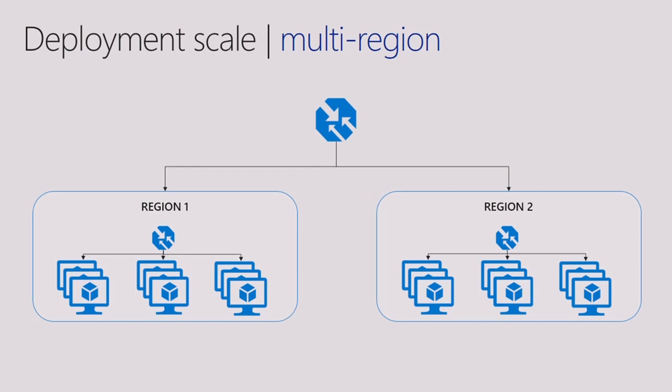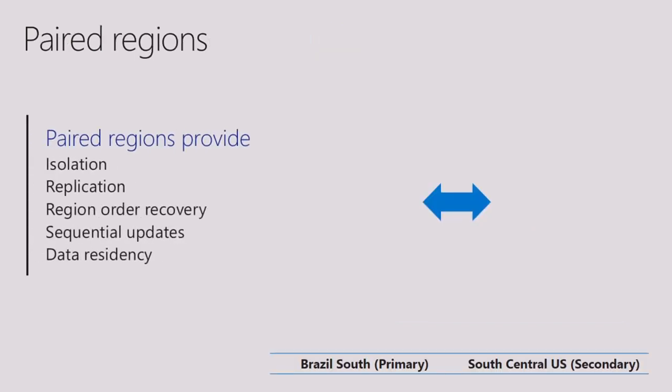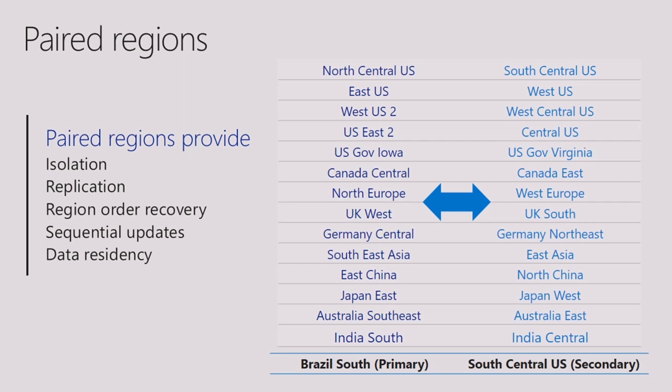And how you would actually go about doing it is making sure that you take advantage of paired regions. Paired regions give you isolation for faults, and what that means is that for every pair that we have, we make sure that those data centers are at least 400 miles apart. The only exception to that is Japan, because it wasn't physically possible for us to separate our data centers by 400 miles, but it's true in every other case.